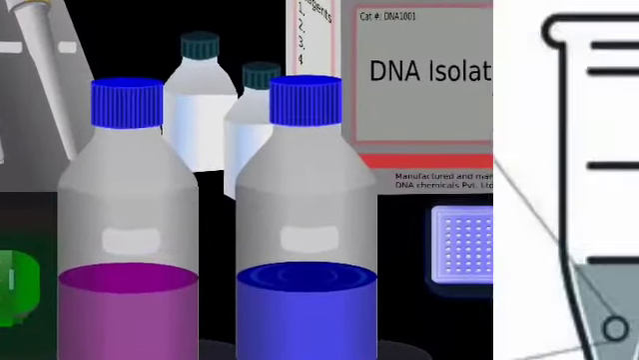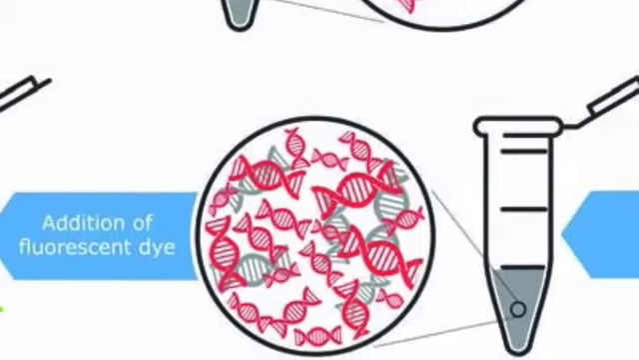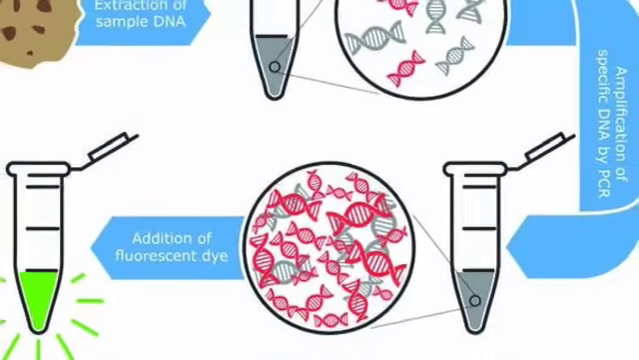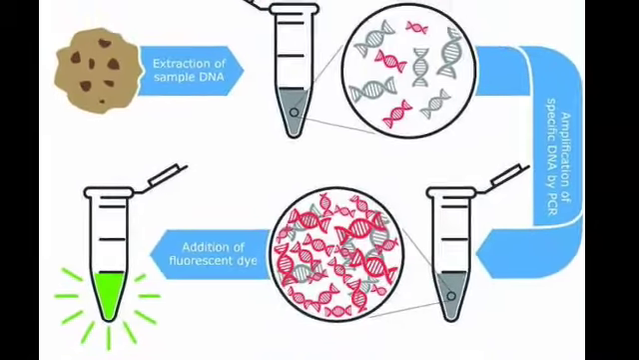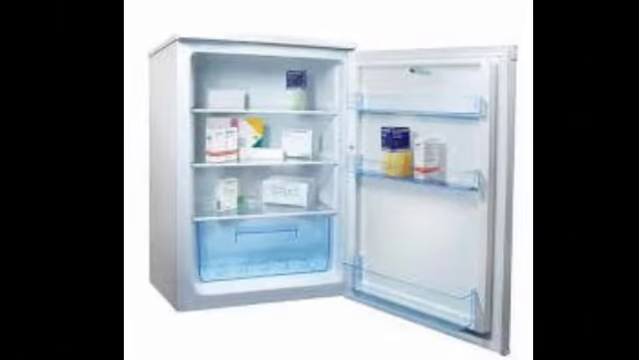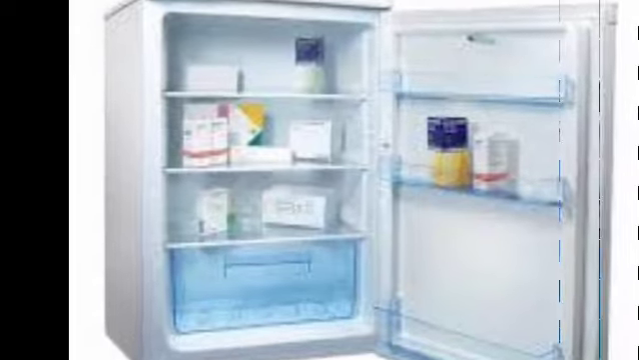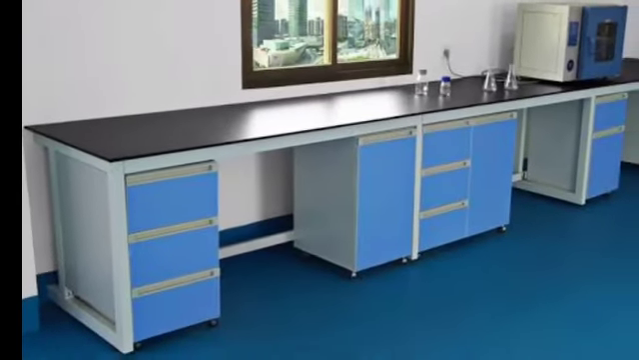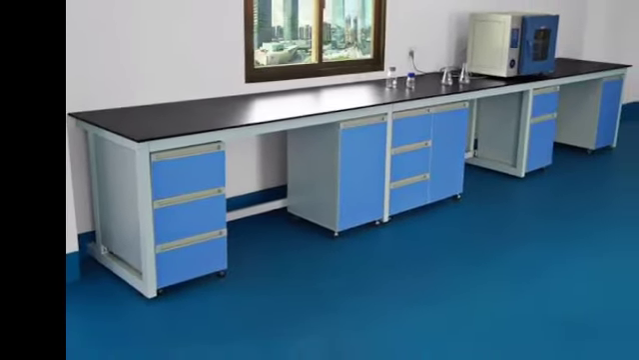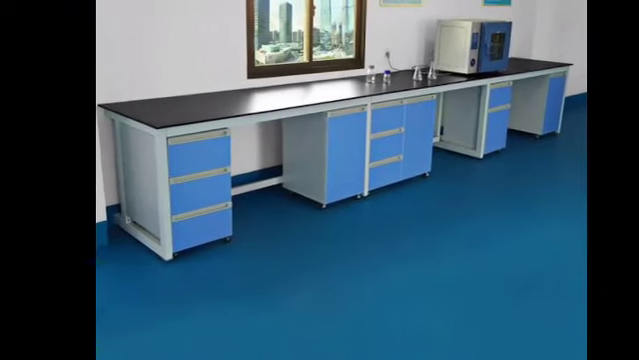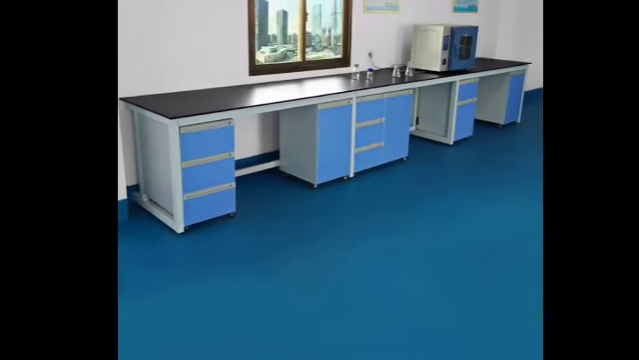PCR reagents and amplified product must not be pipetted in this area. Samples should be stored in designated fridges or freezers in the same area. Sample workspace should be cleaned in the same way as the master mix space. Now the third one, post PCR, that is amplification and handling of the amplified product.